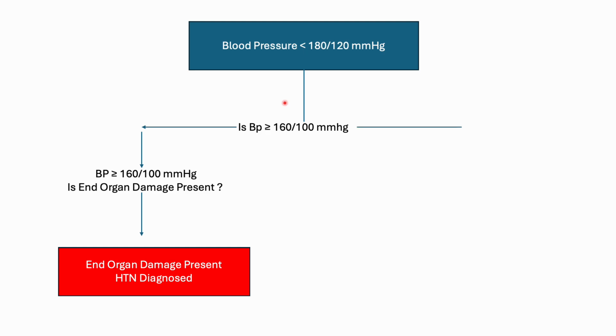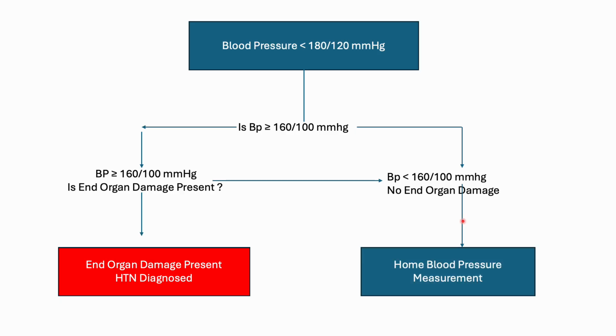Let's say the patient has elevated blood pressure, but it's less than 160 over 100. Or you screen for end organ damage and there's no end organ damage. So let's say the patient has a blood pressure of 150/85, or the patient has blood pressure of more than 160 over 100, but no end organ damage. So this patient, can you label the patient as hypertension? No, you cannot label. You need further assessment. You need to offer the patient home blood pressure measurement.